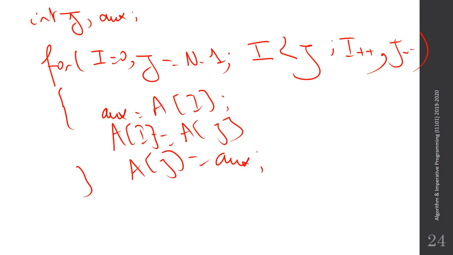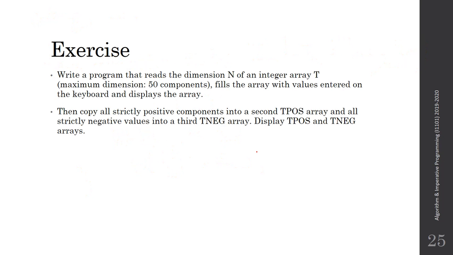So maybe you can trace the examples, take just a small example and do the tracing and see what happens with i and j and how it operates. So again, we need to write a program with dimension n, which we have done. The maximum dimension is 50, so we have done a do while, we have filled the array using scanf and a for loop from the keyboard, and we have displayed it. So we have this done.